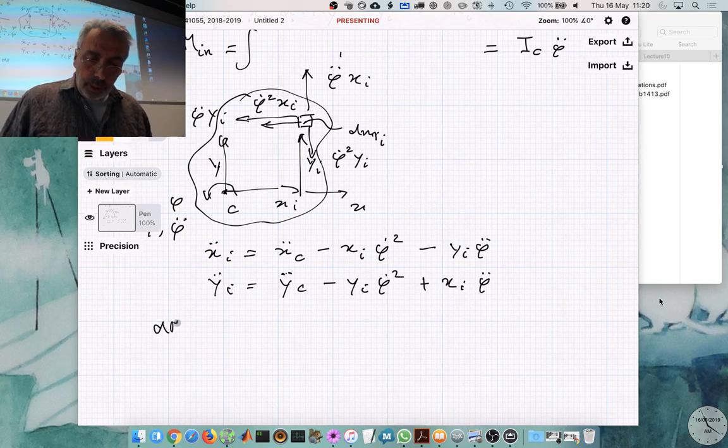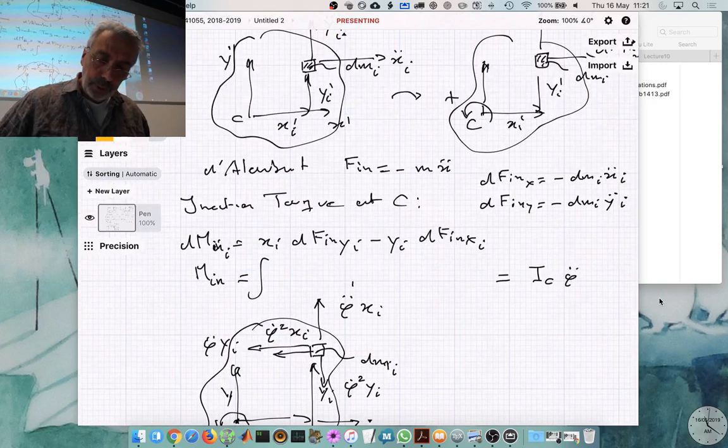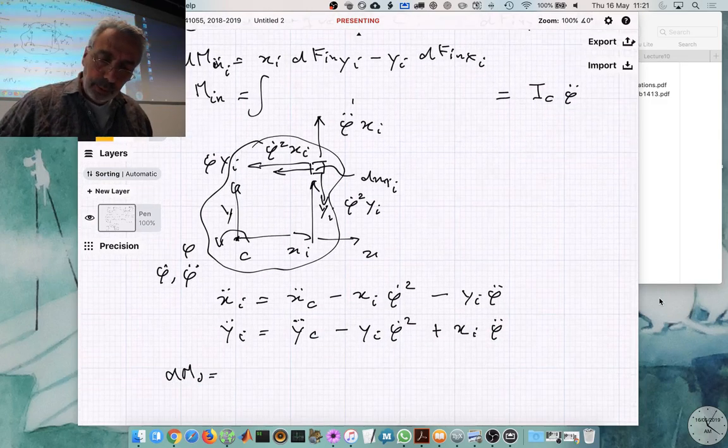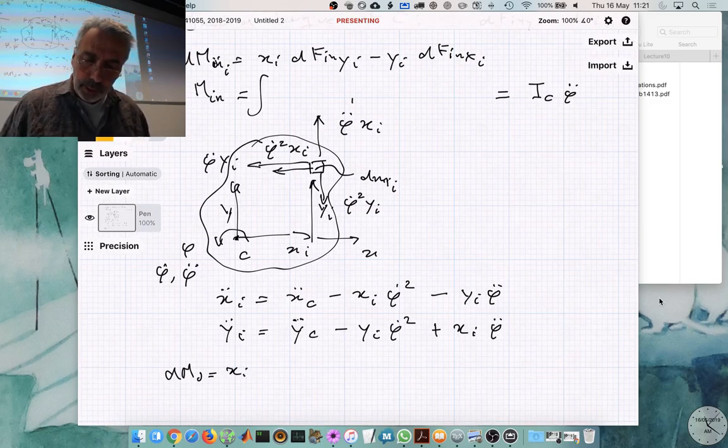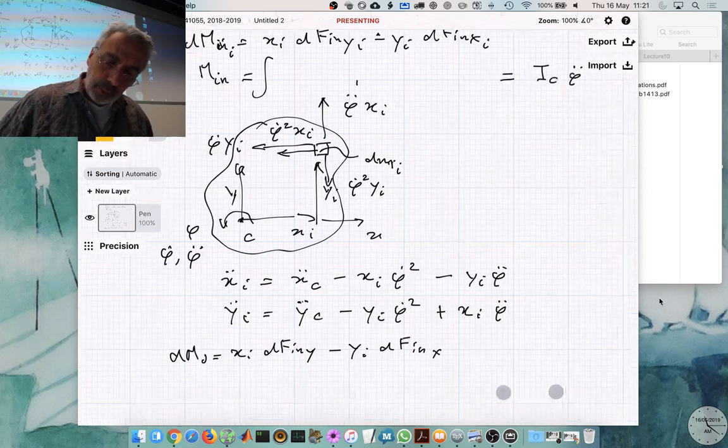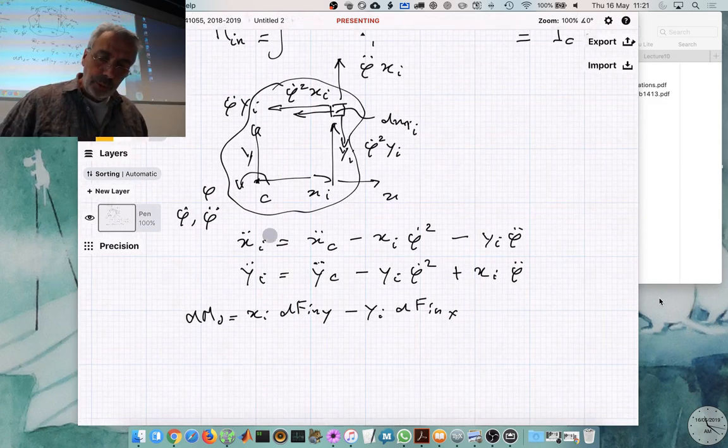For the dmi, I sort of forgot what it was. What was it? X times df in the y direction. So xi df inertia in the y direction minus yi df inertia in the x direction. And the df inertia is, of course, this times the dm.